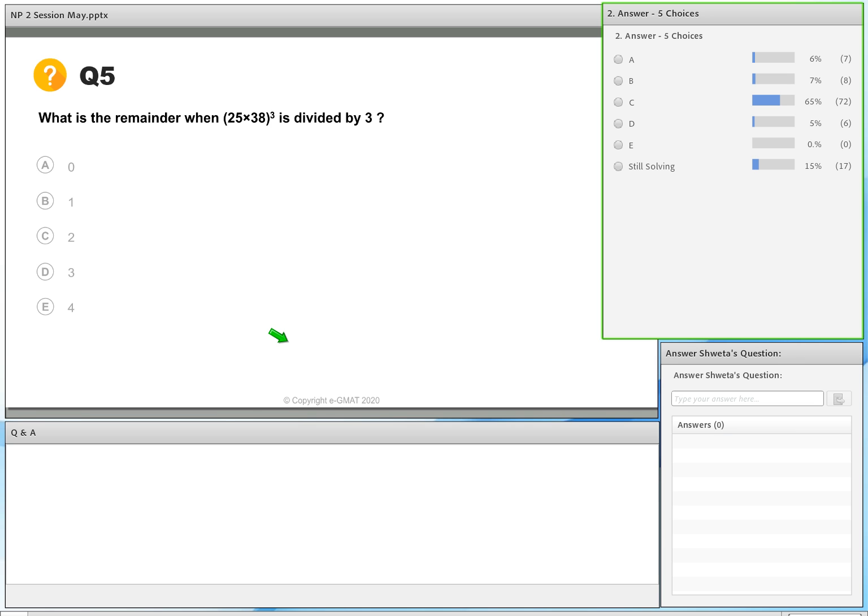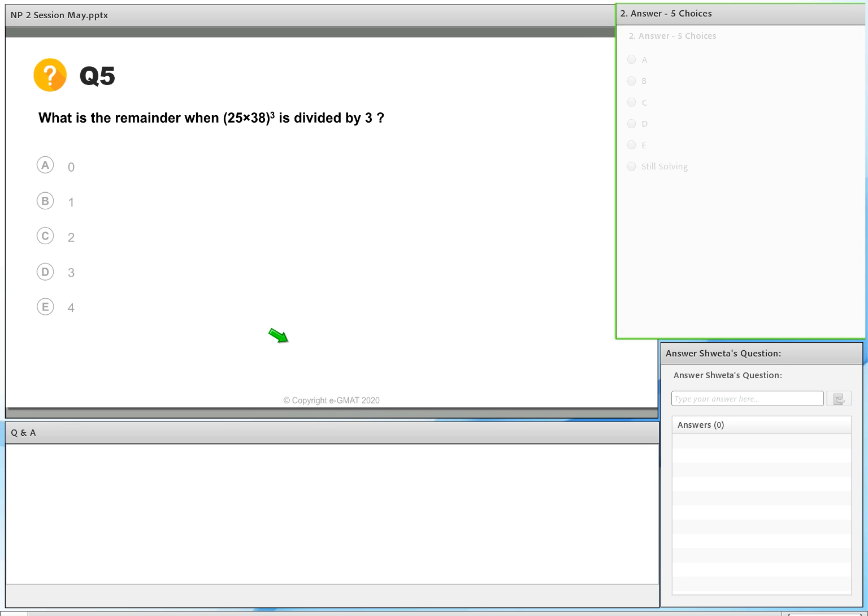All right, then here are the results. 65% of you marked C, which is 2, and that is correct, so good. 35% of you still do not get this because a huge majority stayed in the still solving block. 15% of you stayed there. A, B, and D got very few votes, and E got no vote at all.